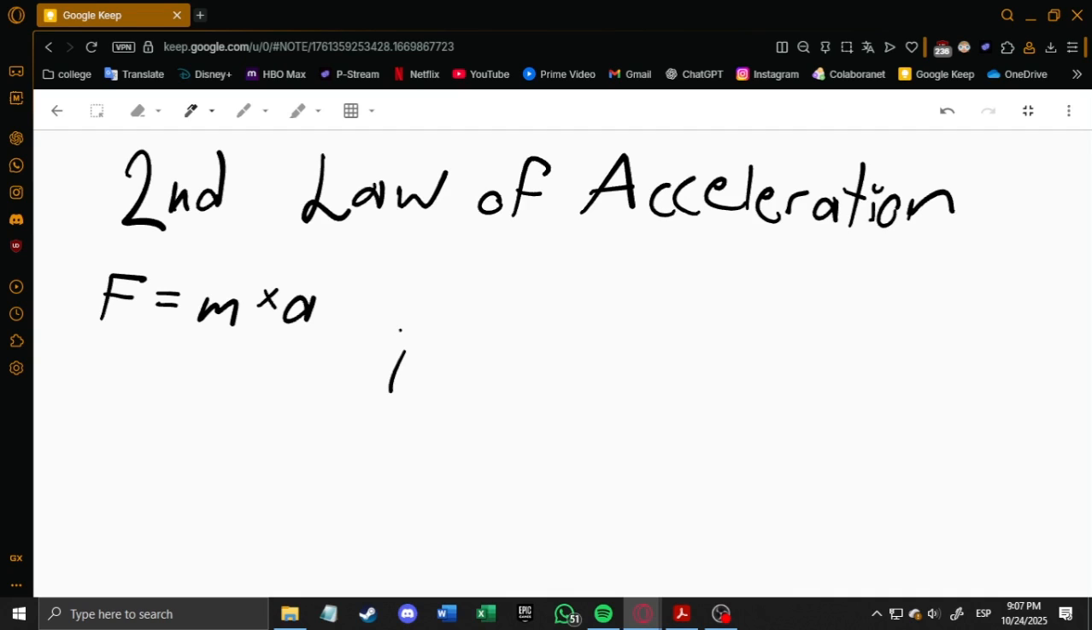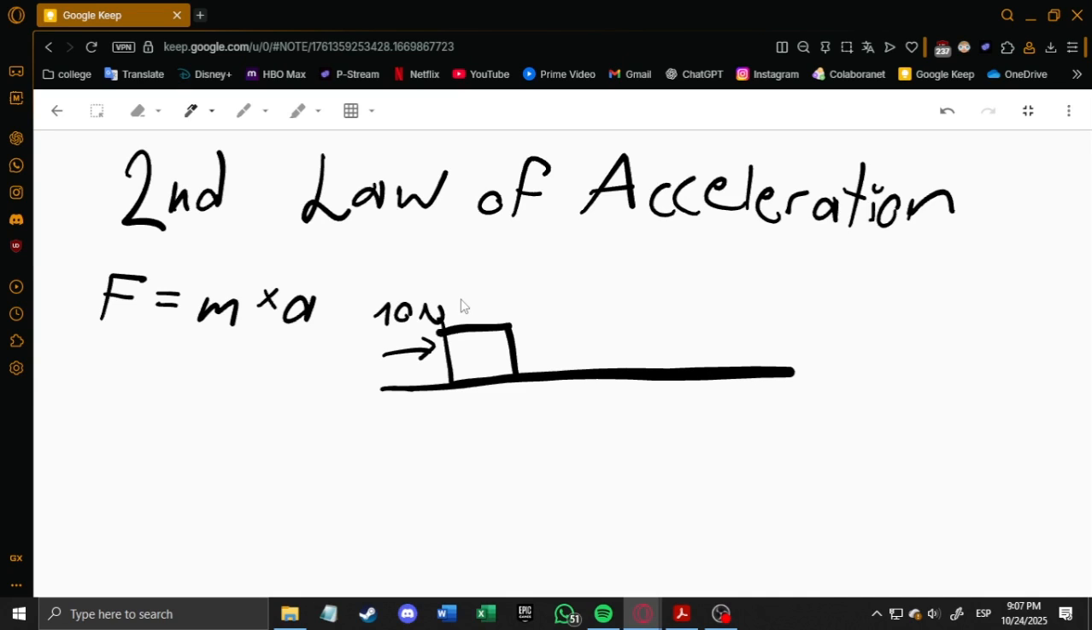Okay, I have this box here, which is resting on a flat surface again. Let's say I apply a force of 10 newtons in this direction to the box, and let's say that the box has a mass of 2 kilograms. So in order to find the acceleration, I would need to divide 10 newtons by 2 kilograms, and that would give me 5 meters per second squared. So that is the acceleration of this box.